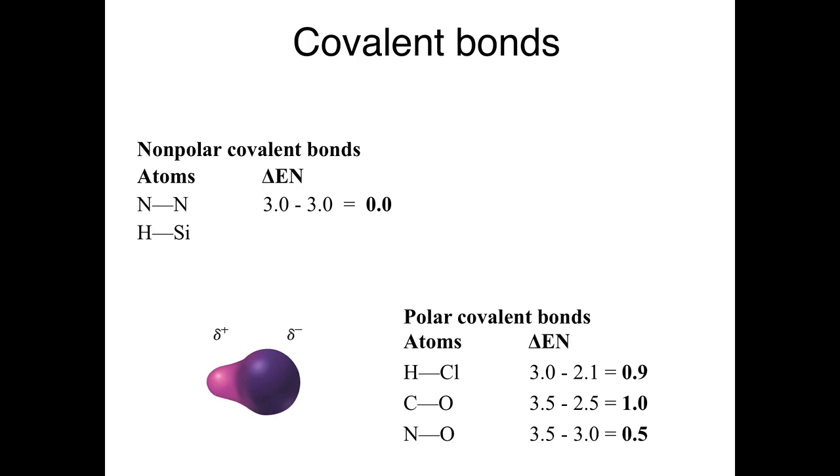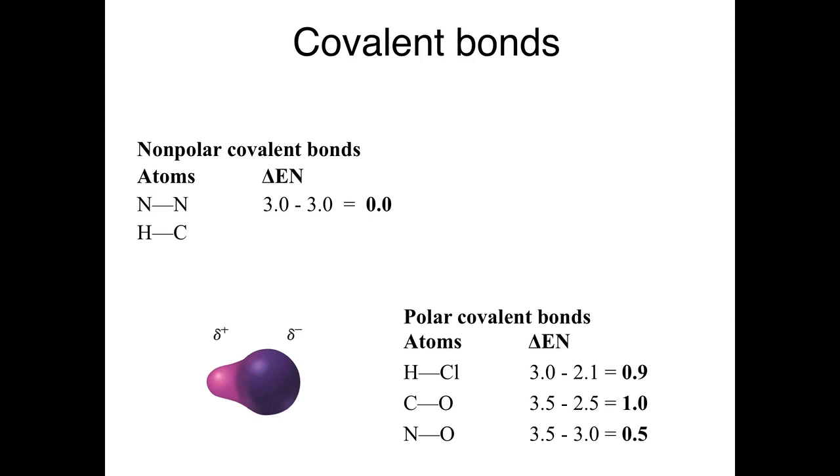Contrast that to a nonpolar covalent bond. In a nonpolar covalent bond, your electronegativity difference will be 0.4 or less. So for example, if you have a bond between identical atoms, nitrogen and nitrogen in this case, you will have 0 as your electronegativity difference.